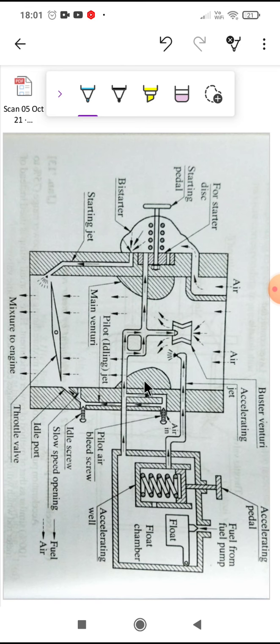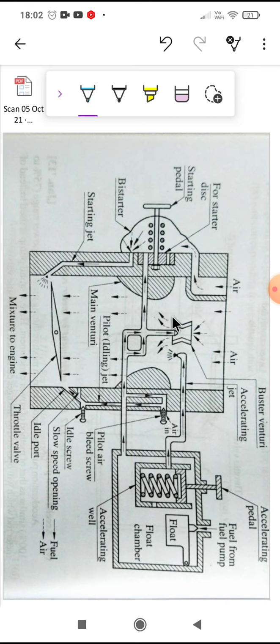Air is entering from the top and the fuel is entering from the bottom here. The air passes through the Venturi, where it mixes with the fuel. This is the main Venturi and this is the booster Venturi. The fuel flows from here to here and also from here. So there are two Venturi here.